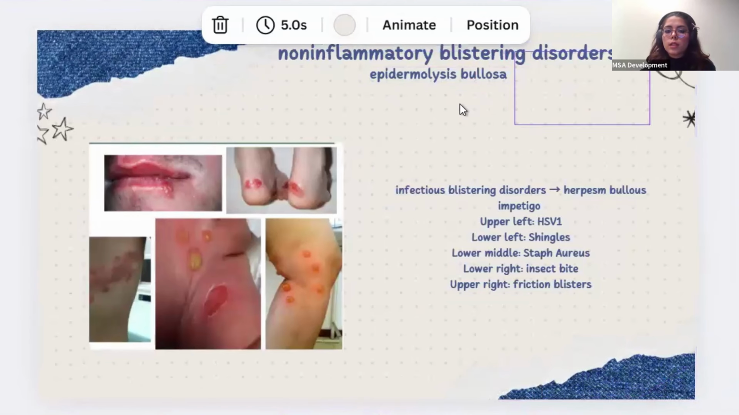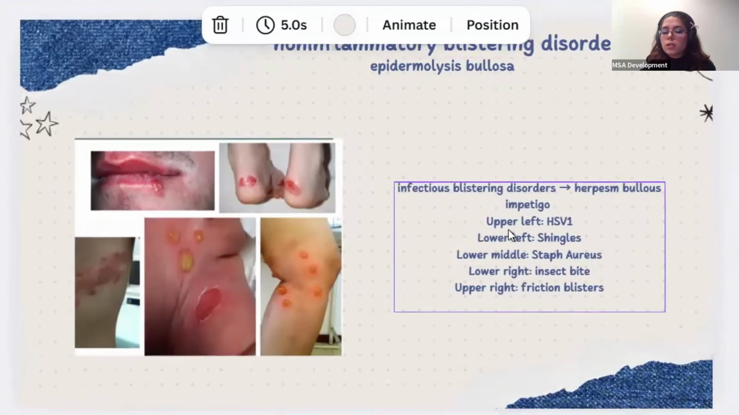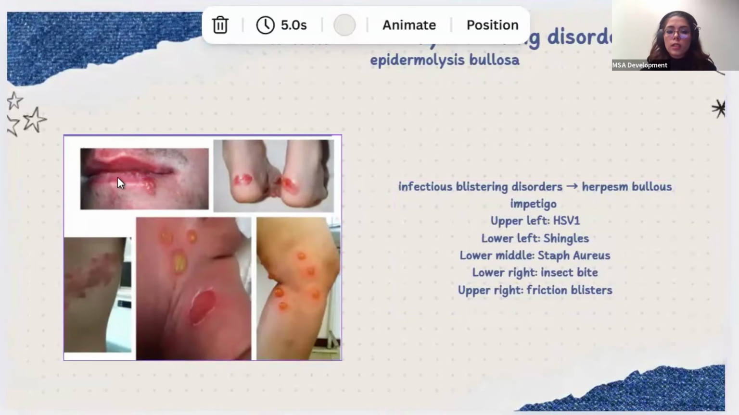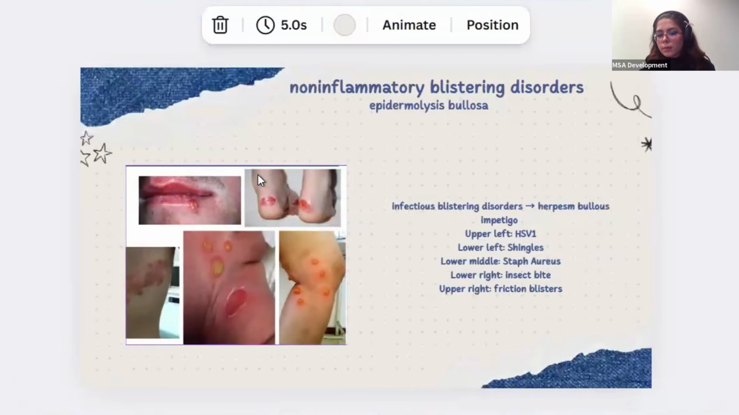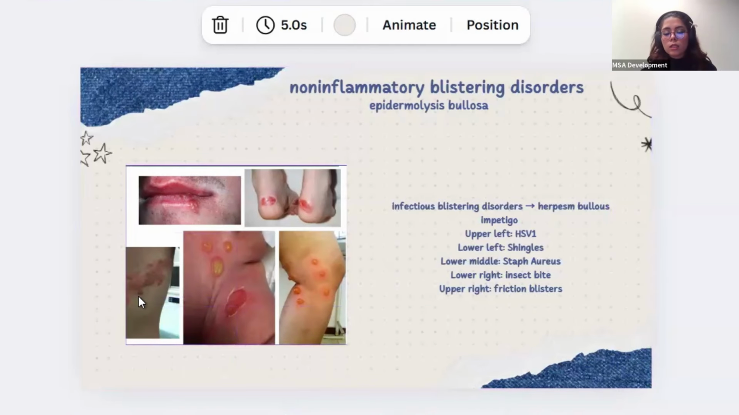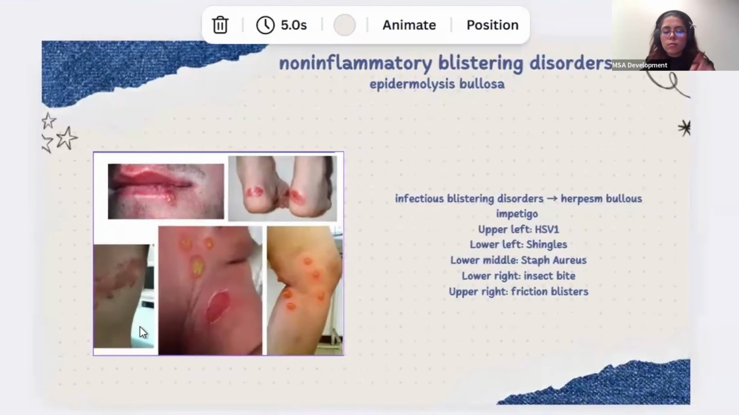Then you have non-inflammatory blistering disorders: epidermolysis bullosa. Infectious blistering disorders: herpes virus and impetigo. Herpes simplex virus 1. Lower left is shingles, lower middle is Staph aureus, right is insect bite, and friction blisters. They're going to ask about impetigo, which is Staph aureus. Will they ask about the rest? Oh, they will ask about shingles, varicella zoster, sorry, and maybe herpes simplex virus.